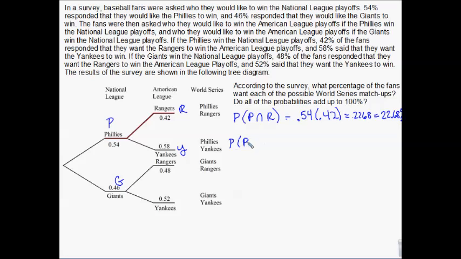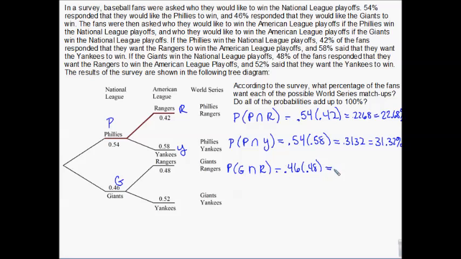Or we have the Phillies and the Yankees, which is 54% and 58%, which multiplies to 0.3132. So a 31.32% chance that you would want that combination. Probability of the Giants and the Rangers, 46% times 48% gives me 0.2208, so 22.08% chance that you would want that combination if you were asked a random person on the street.